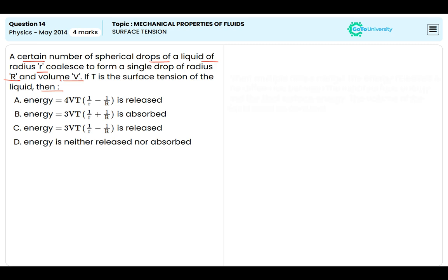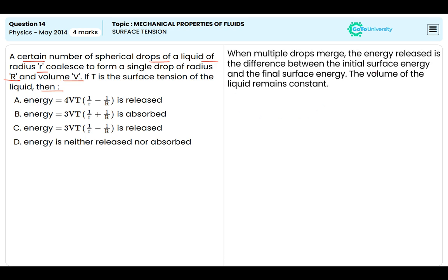We know that when multiple drops merge, the energy released is the difference between the initial surface energy and the final surface energy. The volume of the liquid remains constant; the volume will not change. We need to find the initial and the final energy, and then find the difference. So here the initial energy is denoted by the symbol E1.